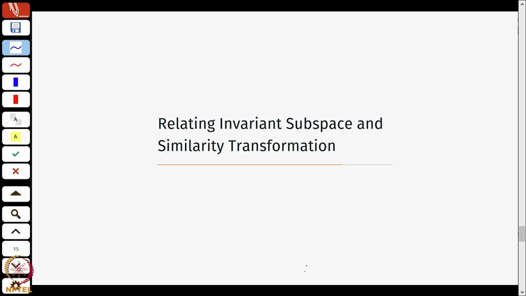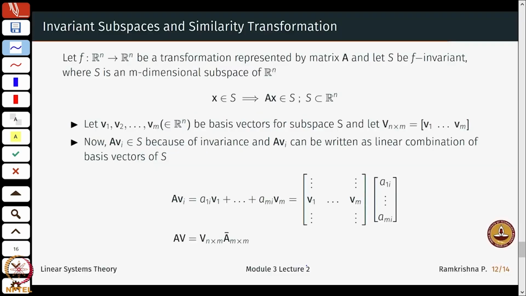Okay, so after we are done defining eigenvalues, eigenvectors, and the corresponding eigenspaces, let us see if there is a relation between invariant subspace and also a similarity transformation. Okay, let us start again with f from Rn to Rn.